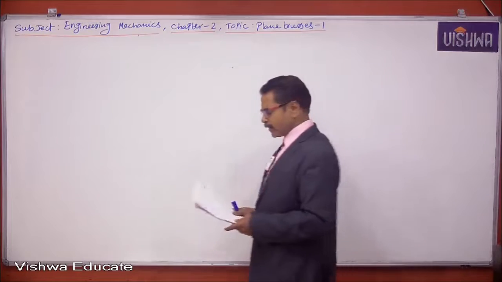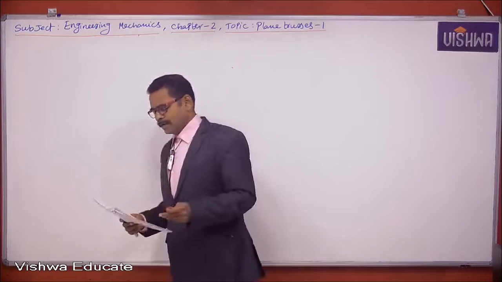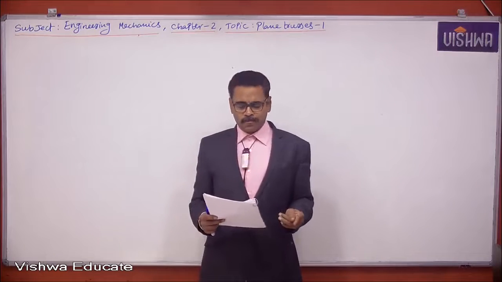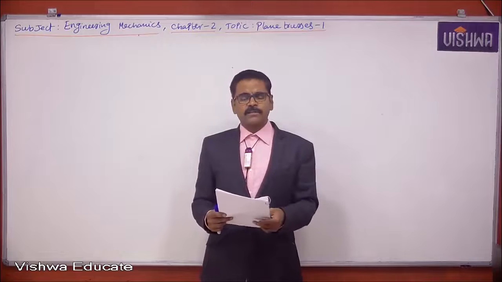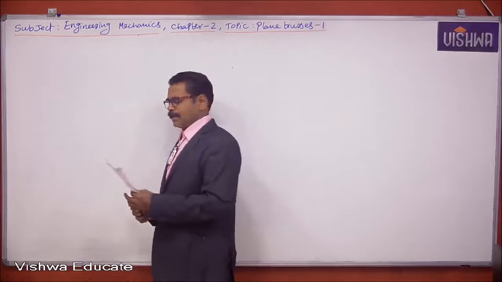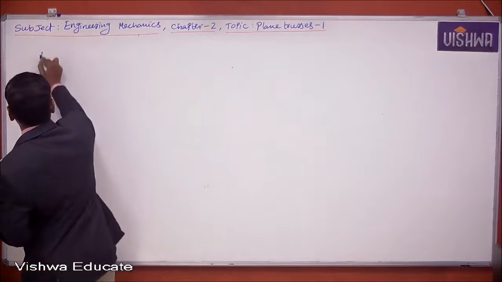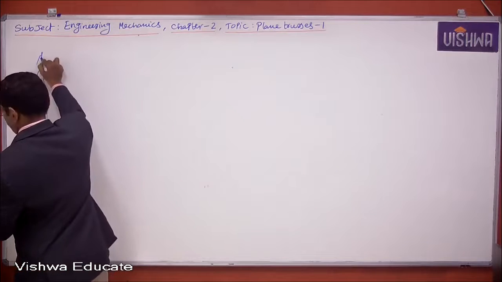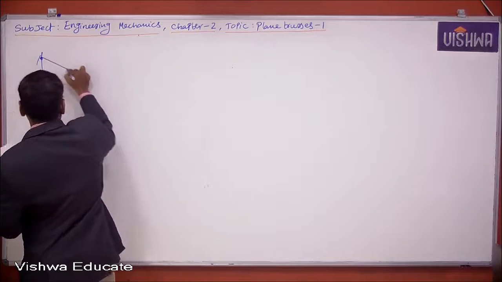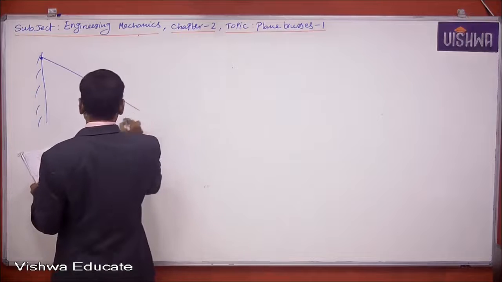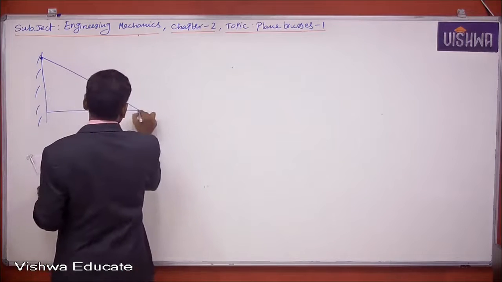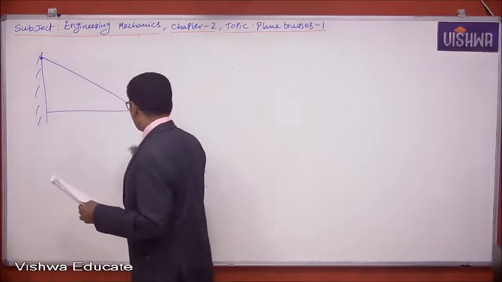So all of you may refer to your classroom workbook, numerical number 23. Here a structure is given. This is a pin joint, and this is again a pin joint.